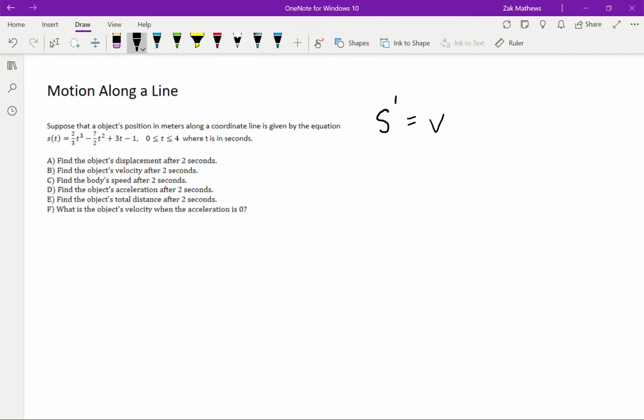What if we were to take the derivative of velocity? Now we're looking at the rate of change of the rate of change. How quickly are we changing in speed? We look at the rate of change of the rate of change, or the change in speed. That is what's called acceleration.